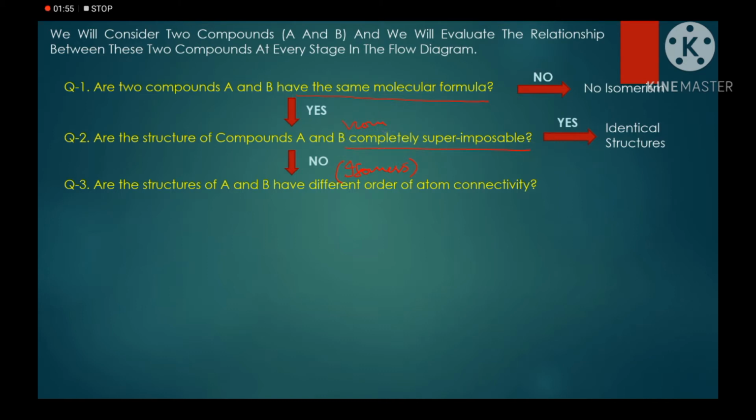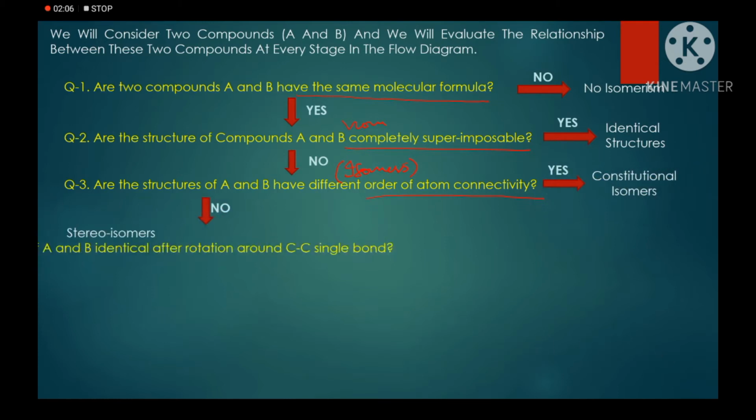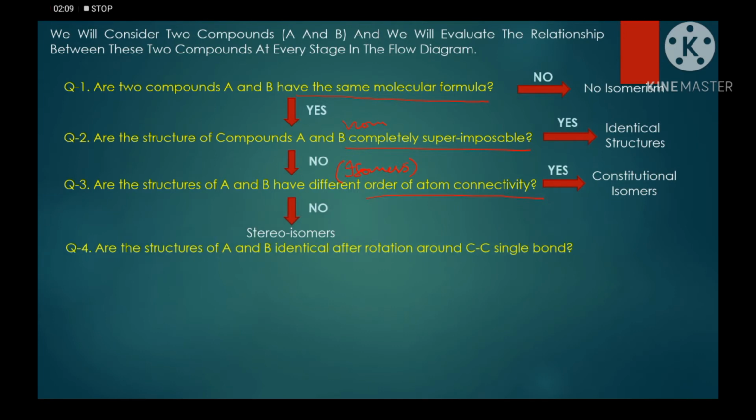In isomers, then we check the order of atom connectivity. If two compounds have the same order of atom connectivity, we call them stereoisomers. If two compounds have different order of atom connectivity, we call them constitutional isomers. Let me give you an example. CH3CH2OH and CH3OCH3, ethanol and dimethyl ether.